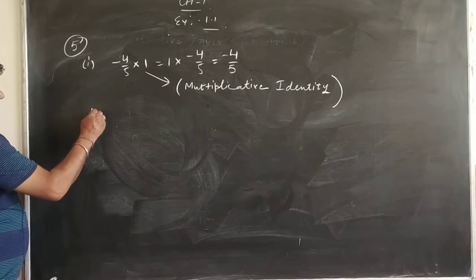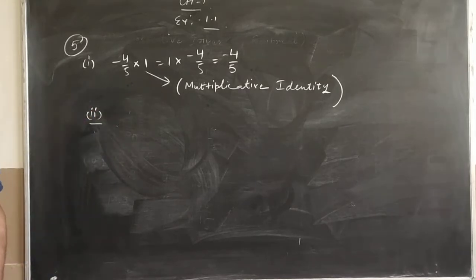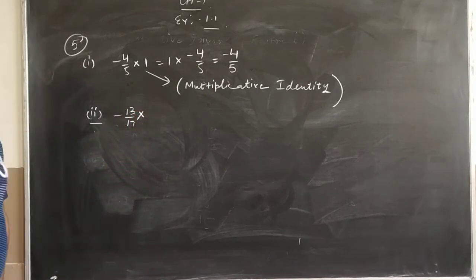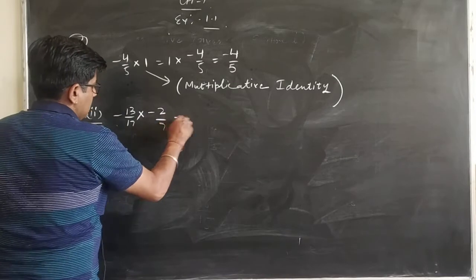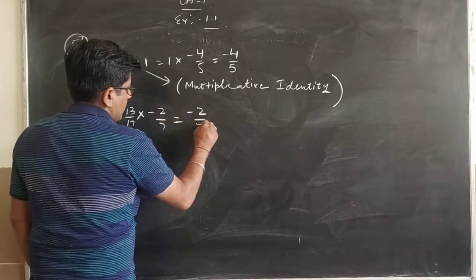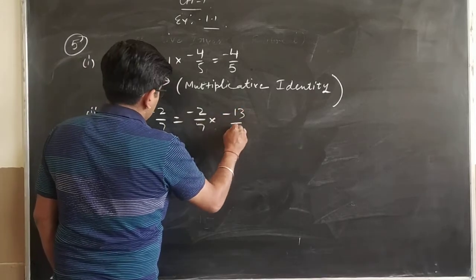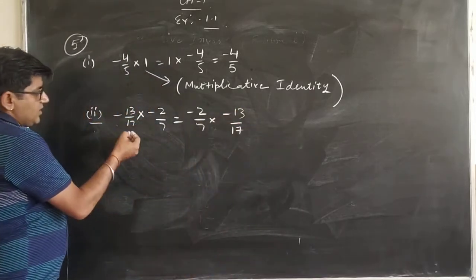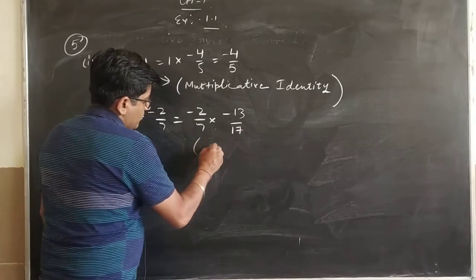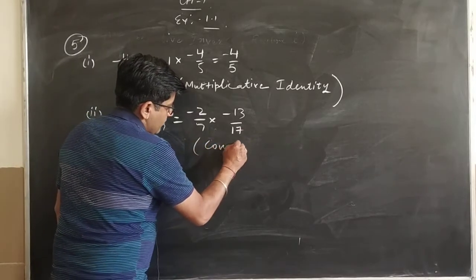Now the second part, that is minus 13 upon 17 multiply by minus 2 upon 7 is equal to minus 2 upon 7 multiply by minus 13 upon 17. So you can see here a multiply b is equal to b multiply a. So the property used here is commutative property.